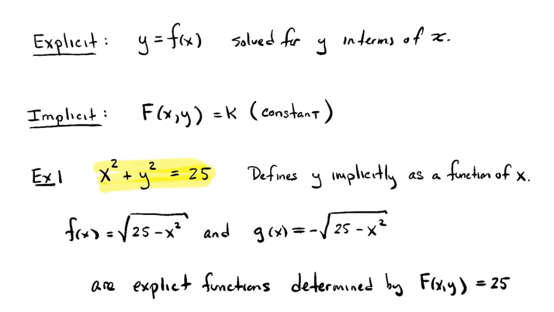If you like, I'm not going to write it here, but your x squared plus y squared, that's my capital F of x, y. And what's the constant? Well, the constant is 25. So that yellow highlighted equation has this form. It says some expression in x's and y's is equal to a constant. And it defines y implicitly as a function of x, in the sense that this equation has some graph.